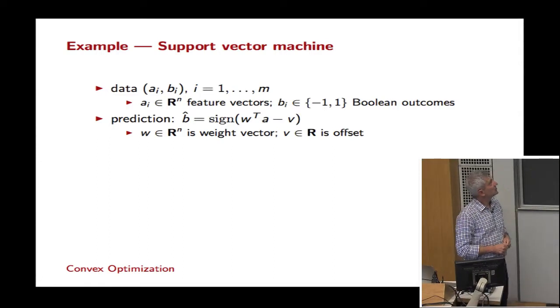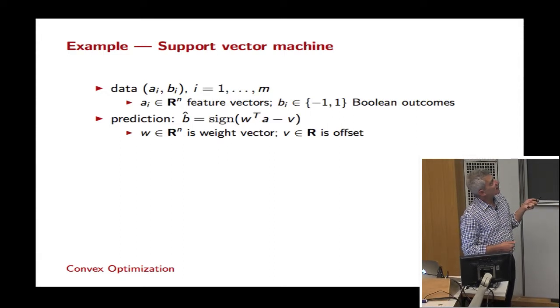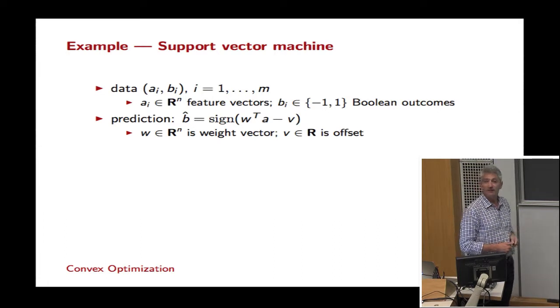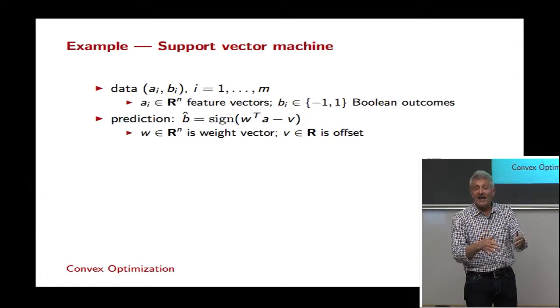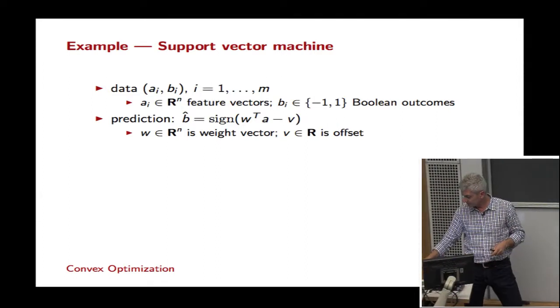And then what you want to do is make a prediction that is going to be the sign of an affine function of the feature vector. So that's w transpose a minus v, and you take the sign of it. Your job is to choose w and v. If you're given some data, what you really care about is how you do on future data, not how you do on the data you've seen.